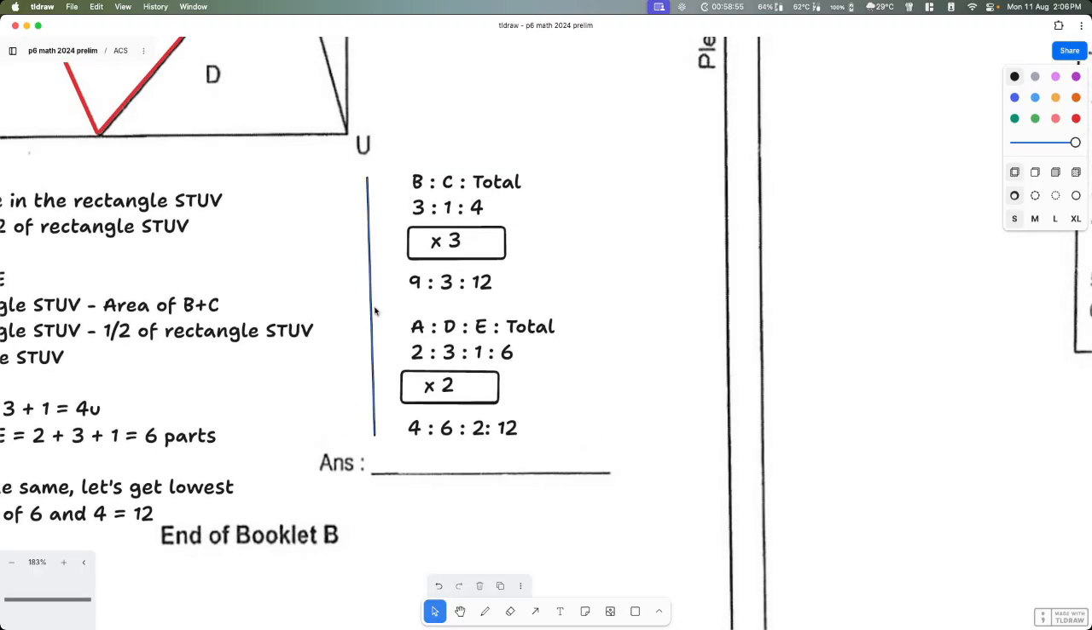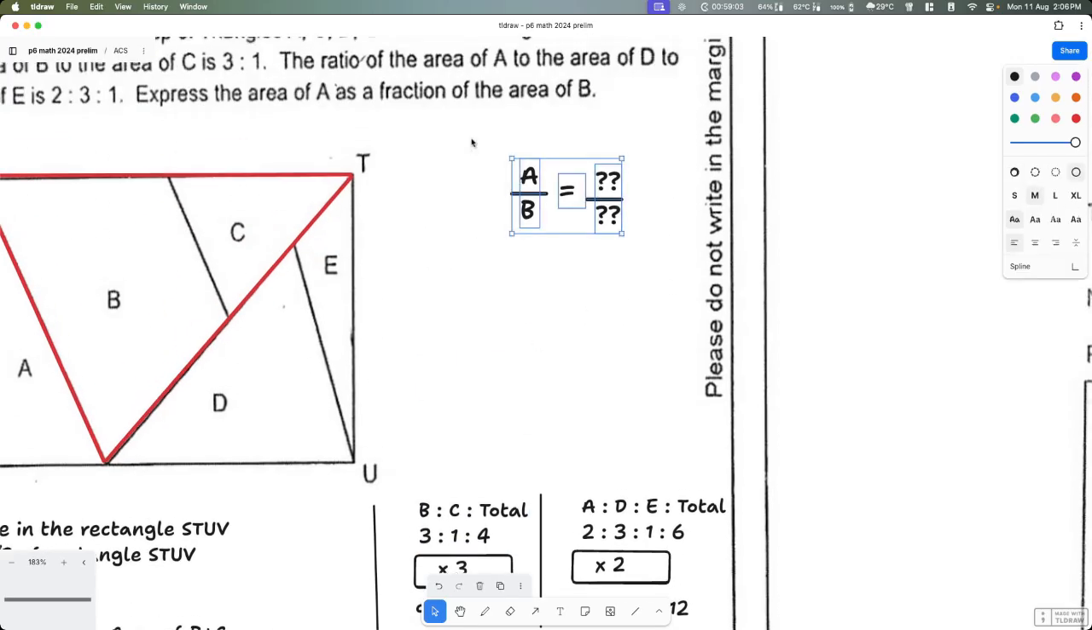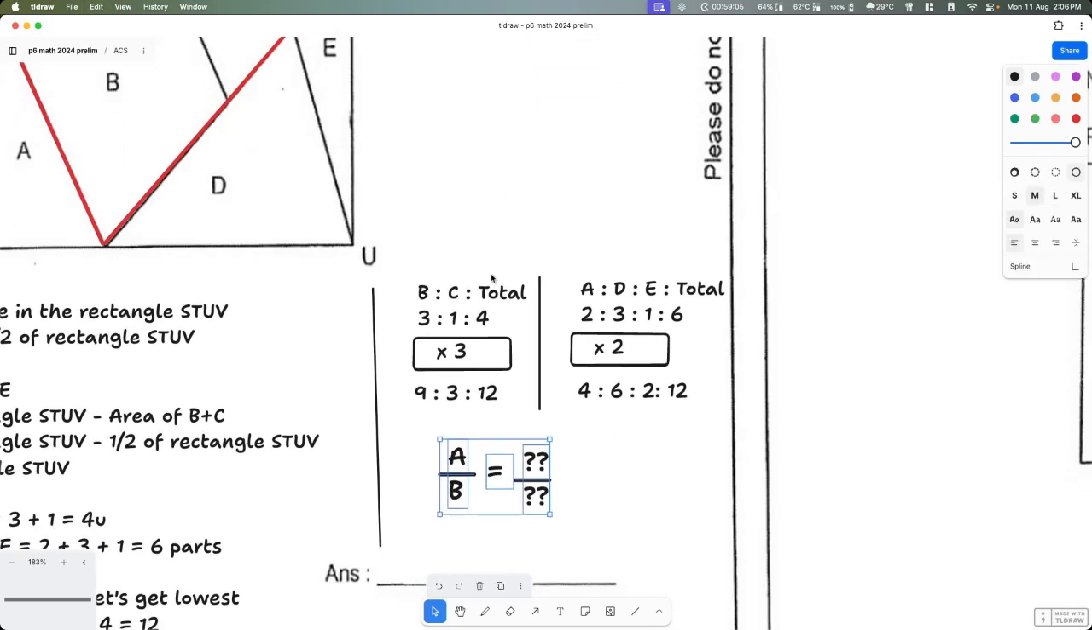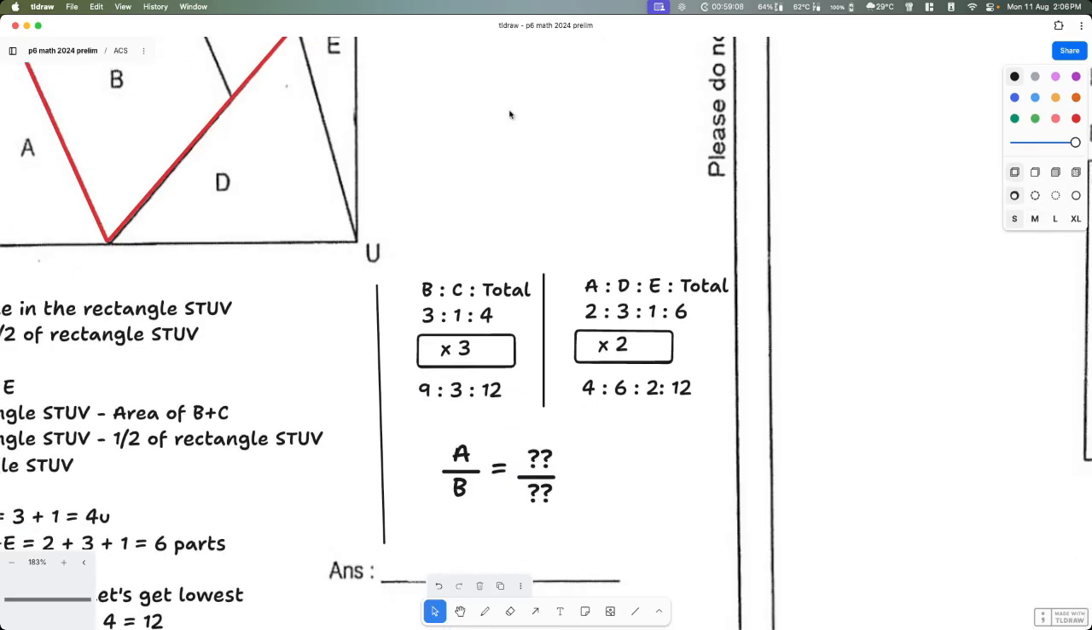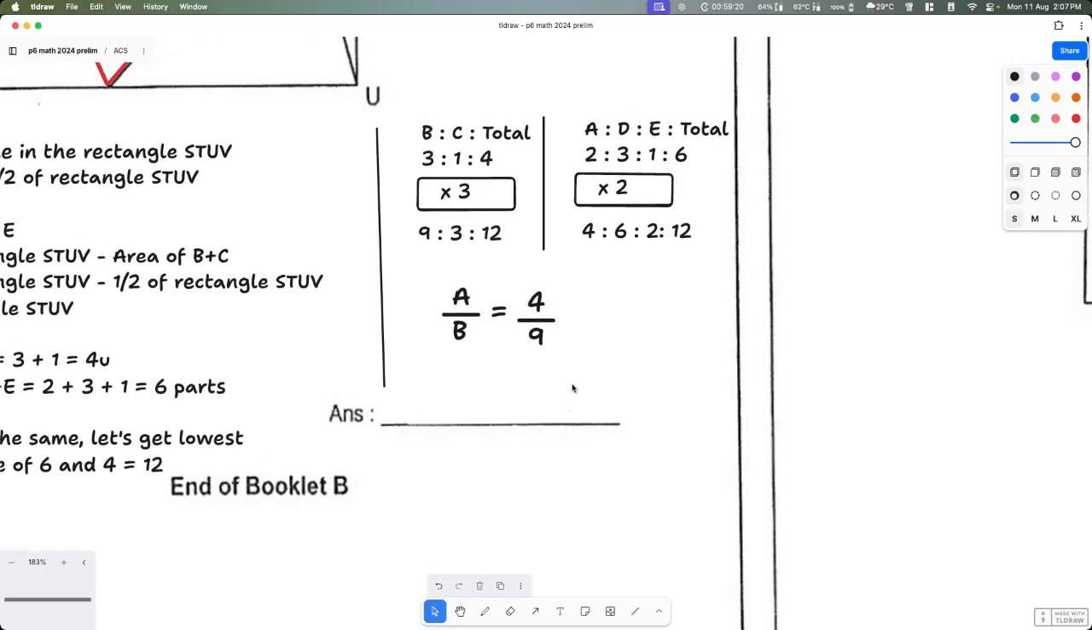So if I draw like this, since the total is the same, we want to know what's A and B. So A and B over here, since their total is the same, B will be 9, and then A is 4. That's it. So the answer is 4 over 9. That's the answer. There you go.